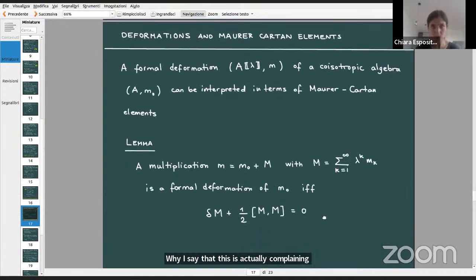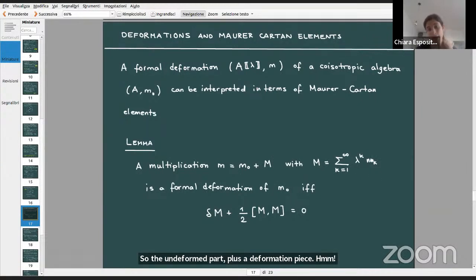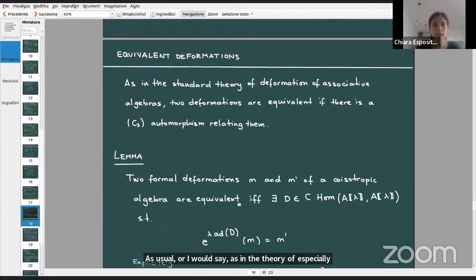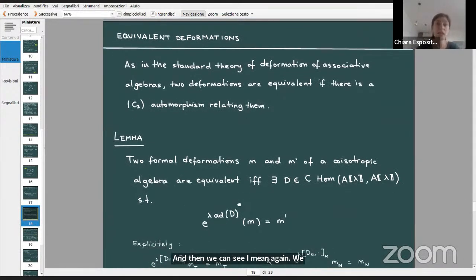And then the usual sport. How to describe formal deformations of a coisotropic algebra? I can reinterpret them in terms of Maurer-Cartan elements, meaning that a multiplication written in this way, the undeformed part plus a deformation piece, which is a formal power series, is a formal deformation of M0 if and only if it satisfies a Maurer-Cartan equation. And this is very easy to show, as in the theory of associative algebras. And then again we can define equivalences. We can say two deformations are equivalent if there is a suitable automorphism relating them.